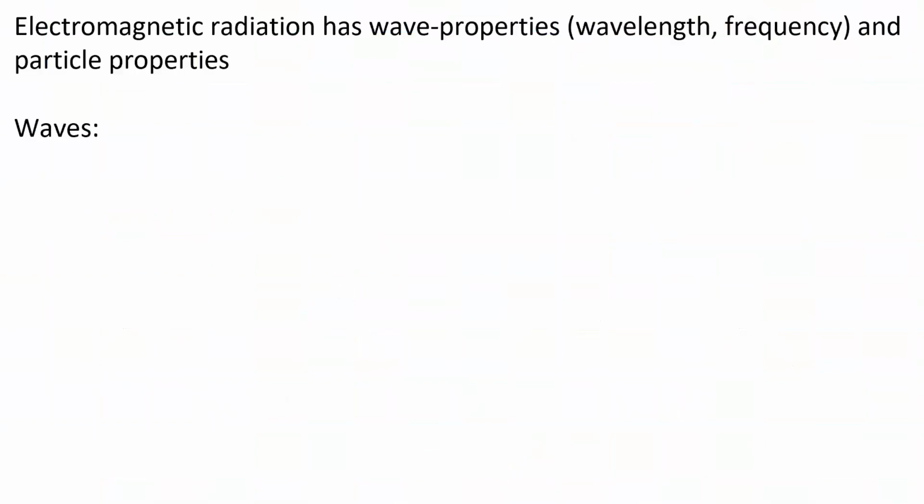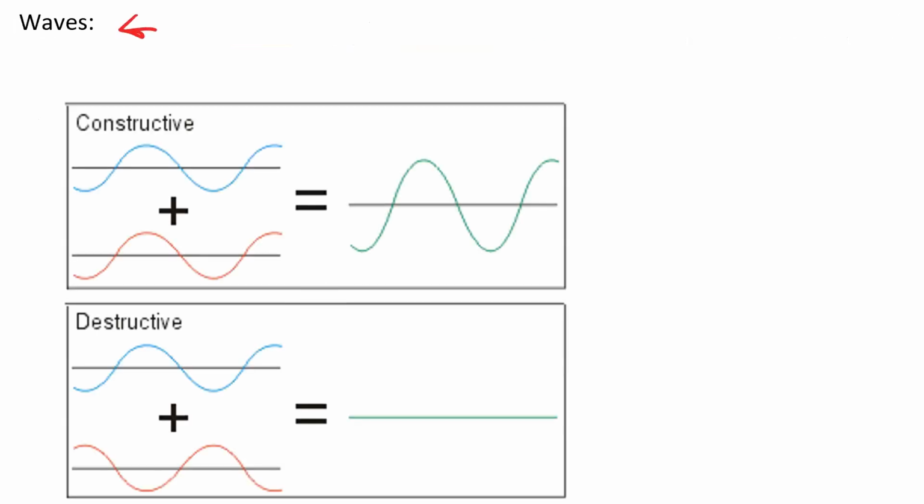Now, there are some observations that we have made that prove that electromagnetic radiation has wave properties. In other words, it travels in waves. Waves interfere with each other. If you've ever looked at ripples in a pond when you throw two rocks in at different places, you can see the wave fronts interfering with each other. There's two types of interference.